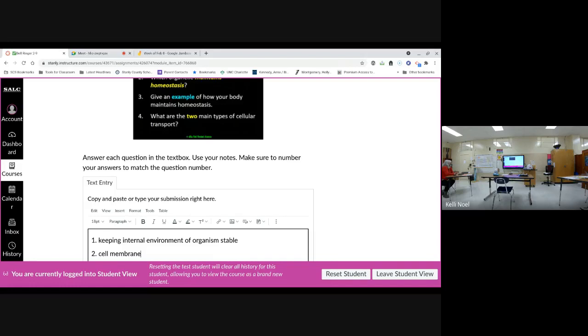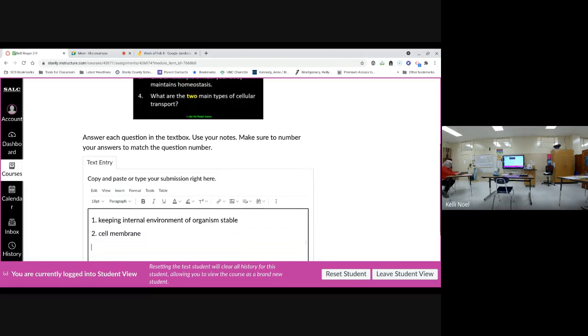And then an example of how our body maintains homeostasis based on what we talked about yesterday is the movement of materials into and out of the cell. You could put that. That's the main thing we talked about yesterday. That's what we're going to look at, is getting rid of materials that we don't need to keep, like waste materials and things like that.